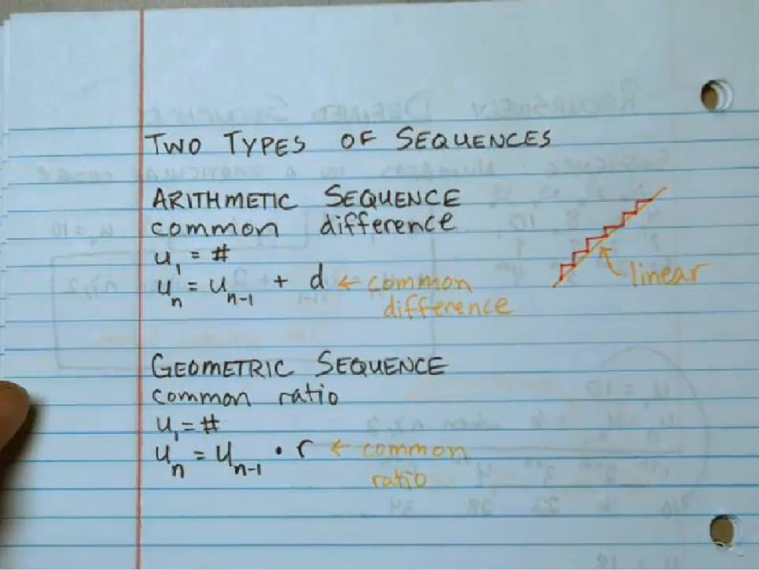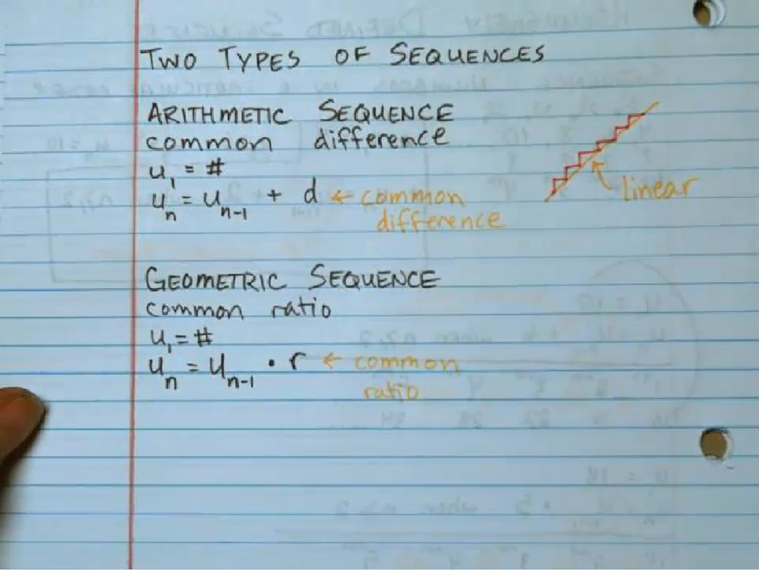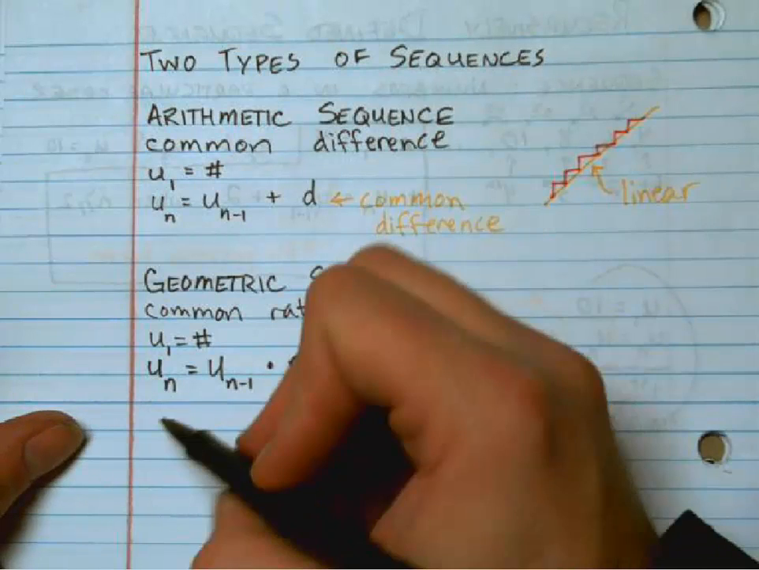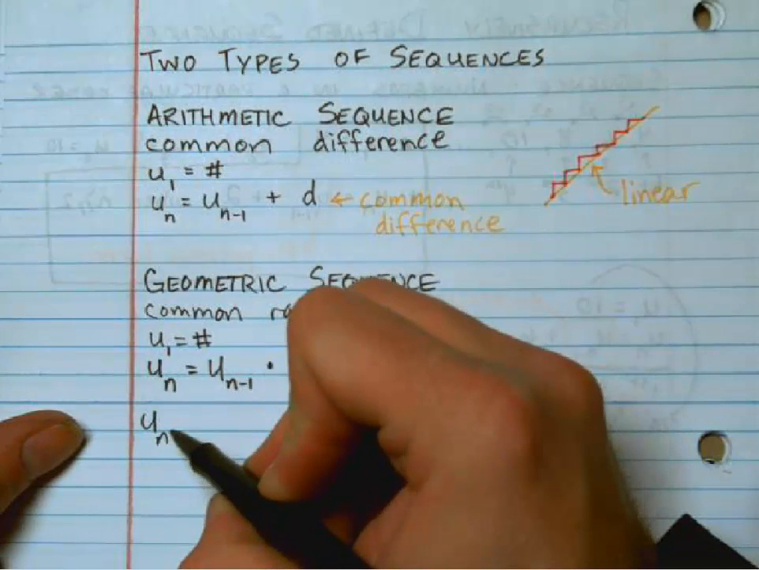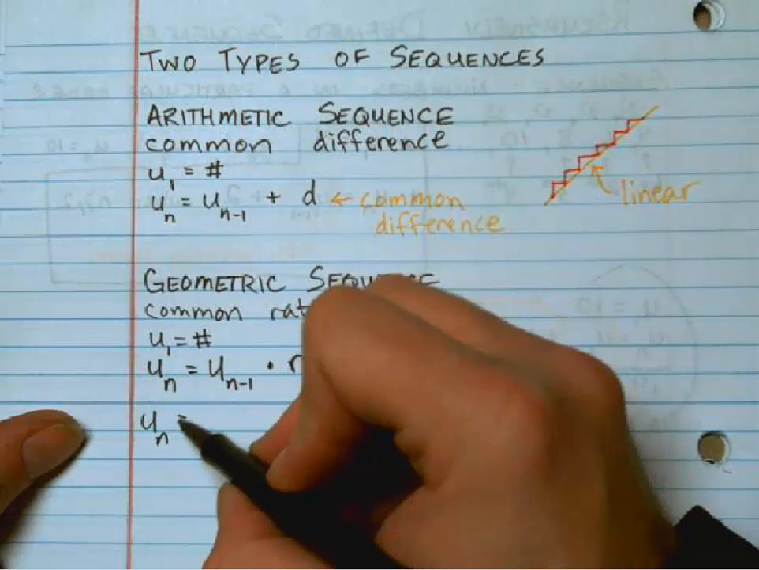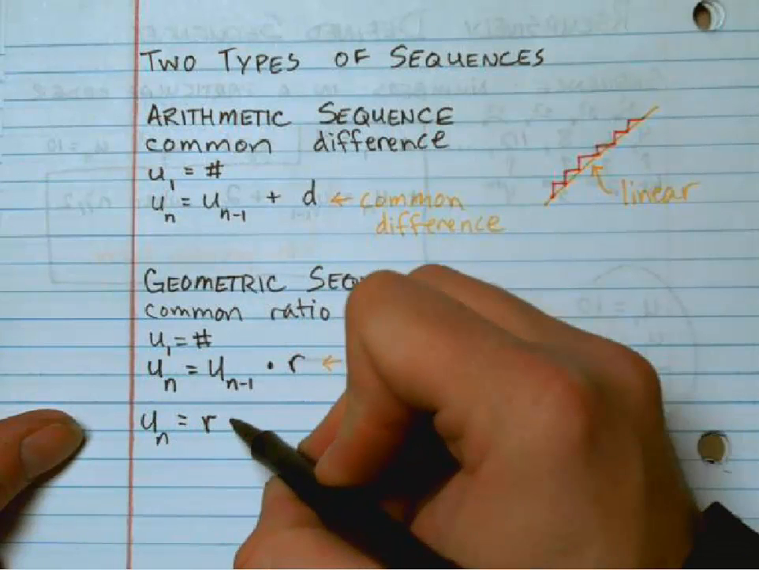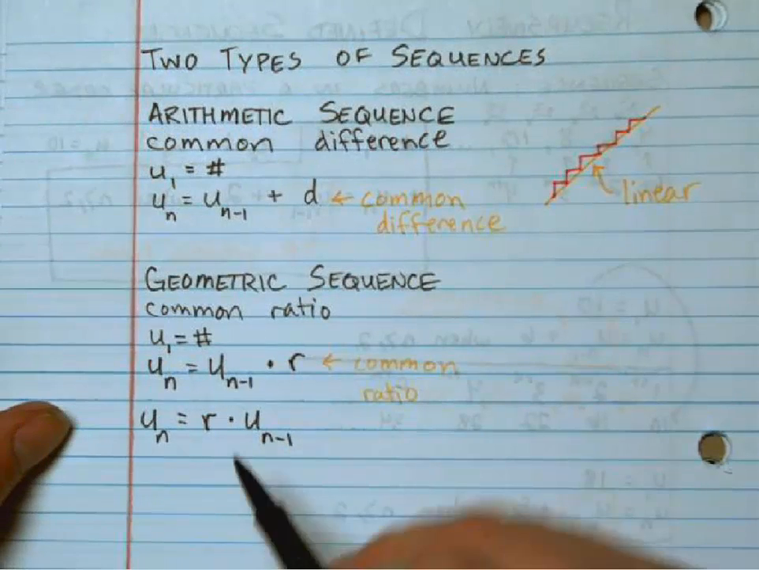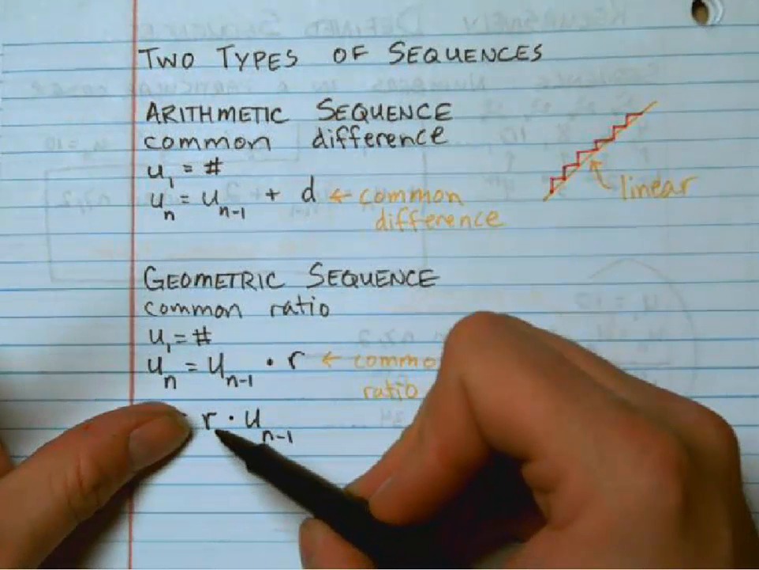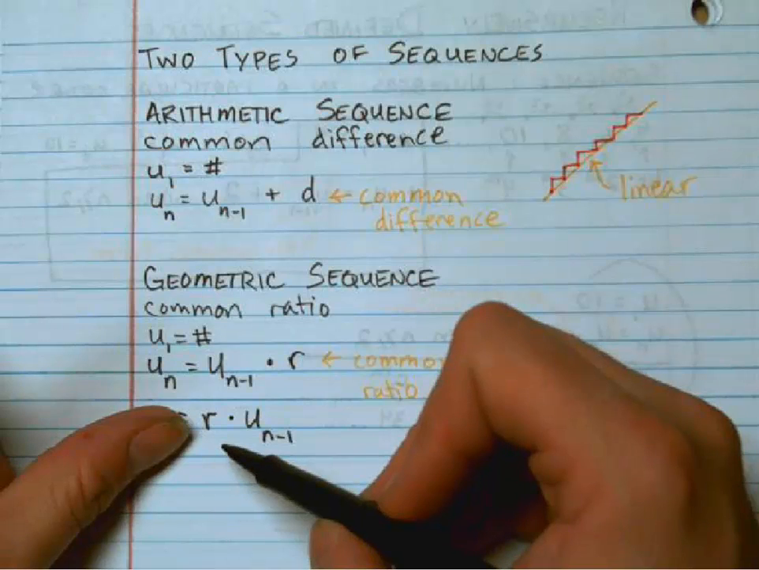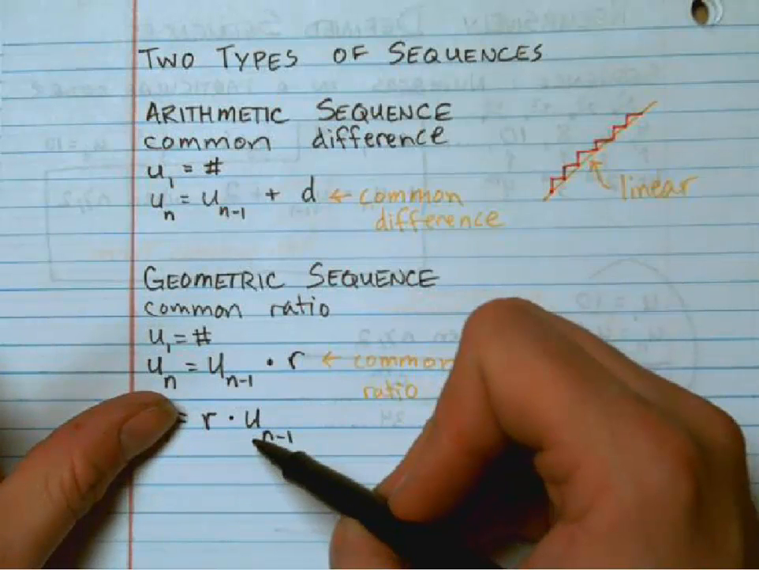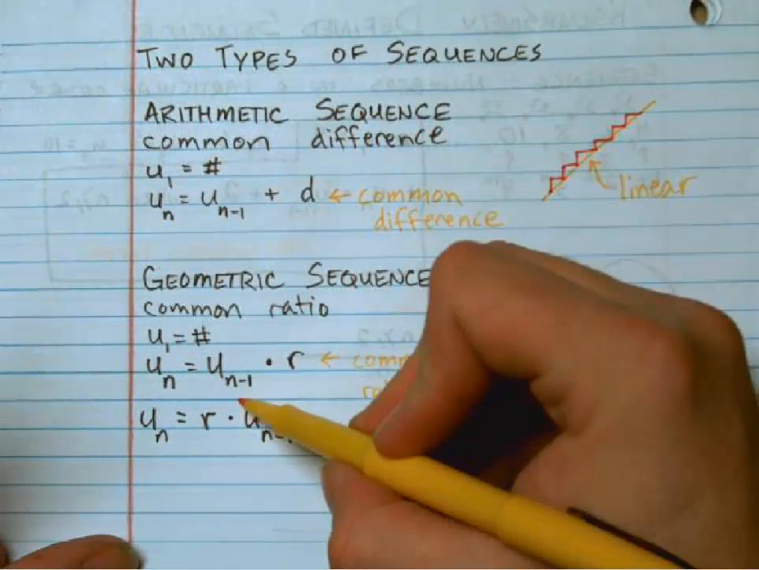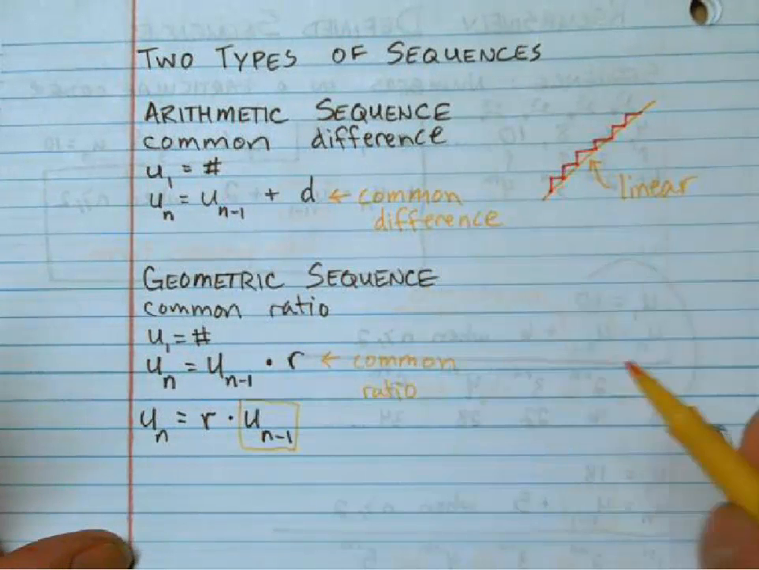Oh, but you know what? That was really silly of me. That's not how we're going to write this. We're going to write this like this. U sub n is equal to the common ratio times U sub n minus 1. Because the common ratio is going to be some number when we write these, and we usually put numbers first before variables or things like u sub n minus 1, which is the previous term.